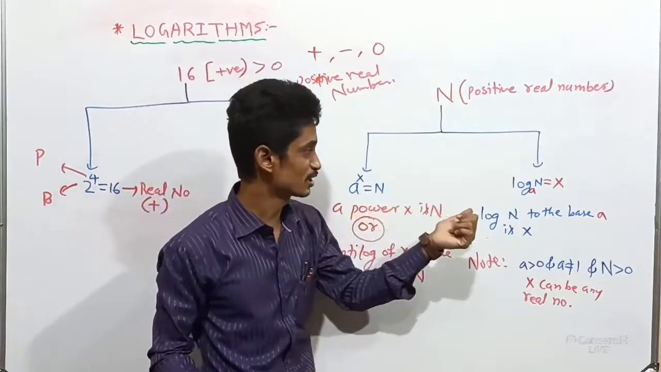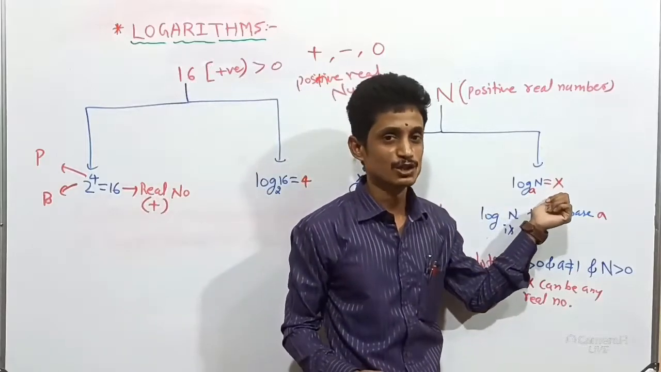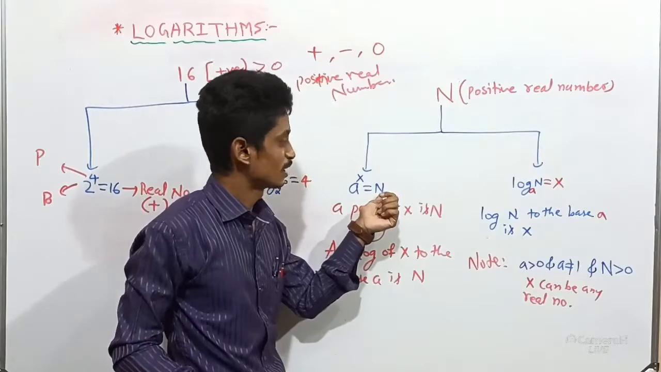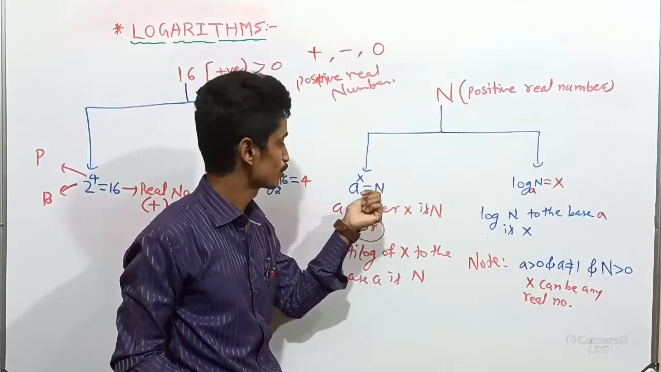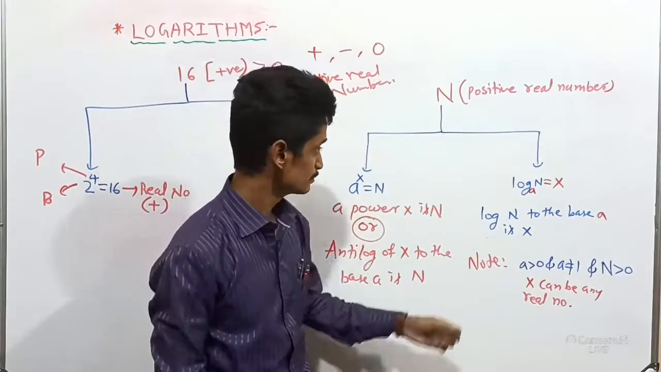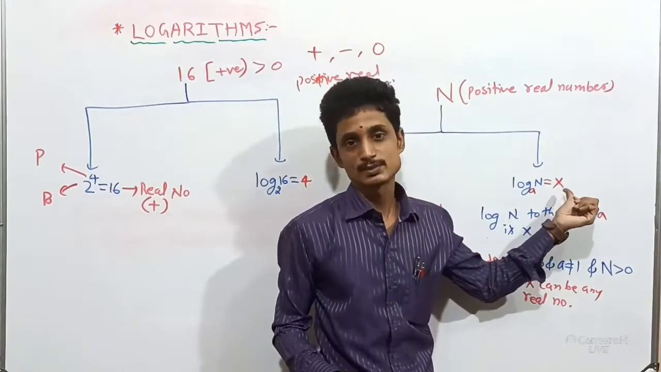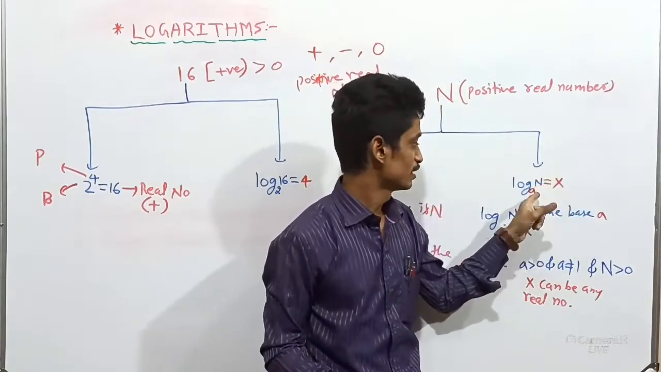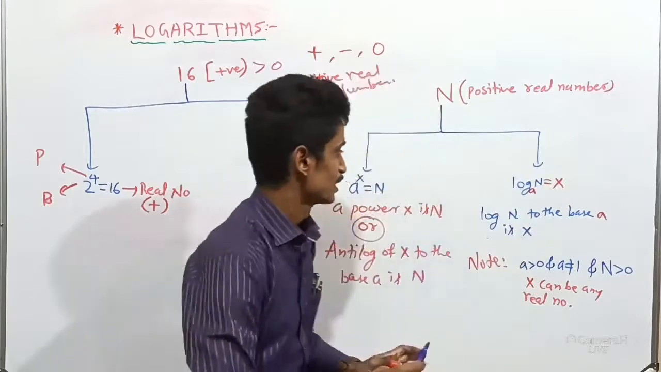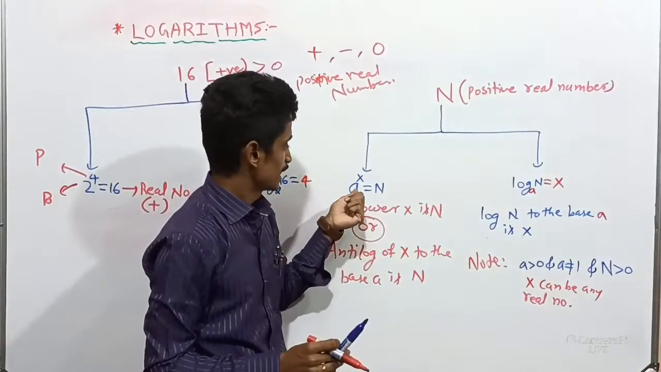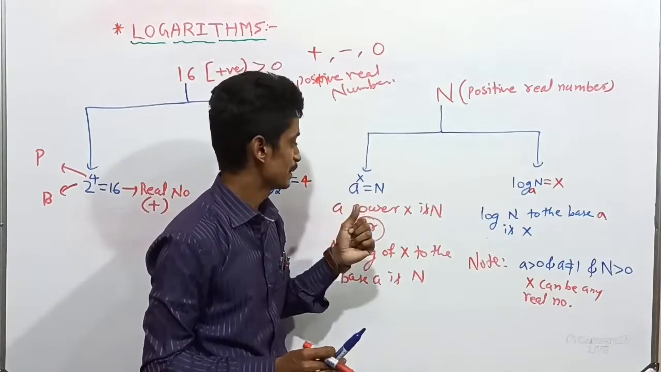One is exponential representation, another one is logarithmic representation. In exponential form, the number will be the answer, or the number only we write in index form. And in logarithmic representation, the power will be our required answer. So log n to the base a is x. Now here three unknowns we have taken. One is a, another one is x, next one is n.